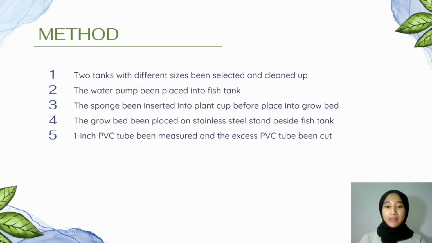The first method for this lab practical is that two tanks made from fiberglass with different sizes are selected and cleaned up. The first tank is the fish tank with a size of about 6 feet by 3 feet by 2 feet, and the second tank is the plant tank with a size of about 1 feet by 3 feet by 5 feet. The next step is the water pump being placed inside the fish tank at the bottom and near the end of the fish tank.